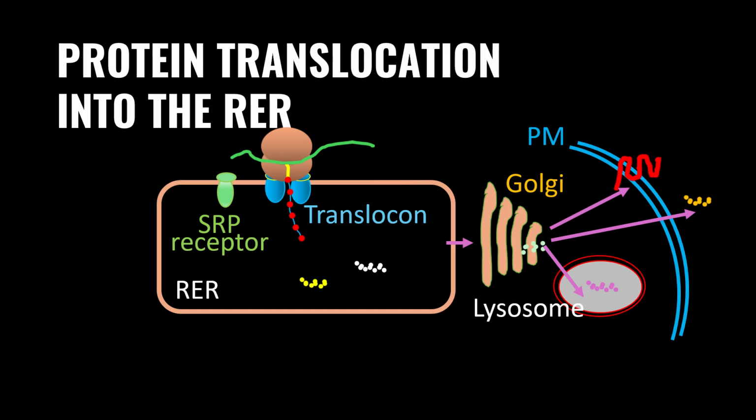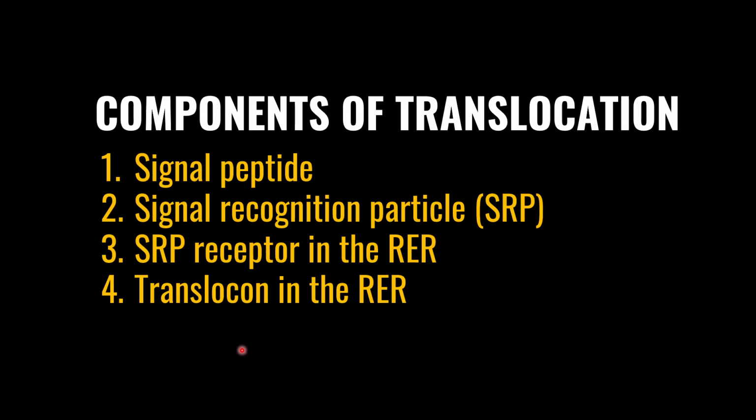In this video I will review the requirements of translocation, including signal peptide, the signal recognition particle, the structure of translocon, and the mechanism of coupling of ribosome with the translocon. For understanding the protein translocation through RER, it is important that we systematically and briefly understand the properties or characteristics of the components, including signal peptide, signal recognition particle or SRP, SRP receptor, and translocon.